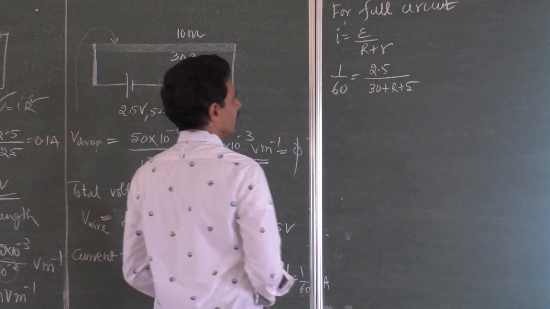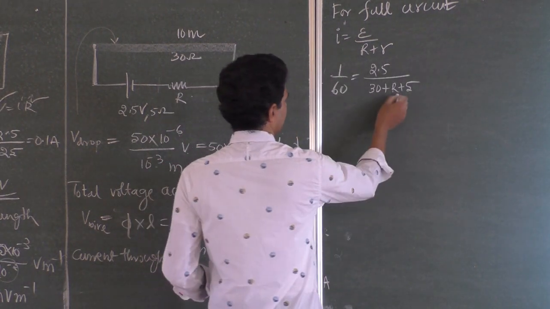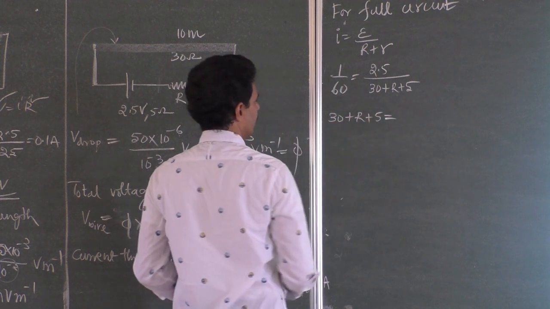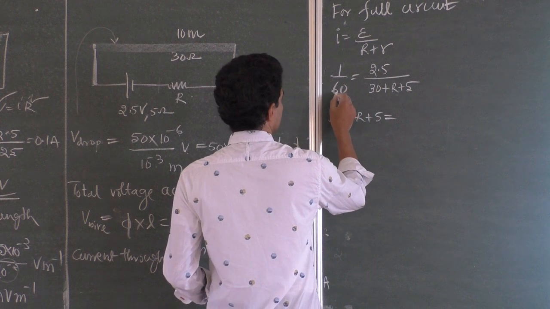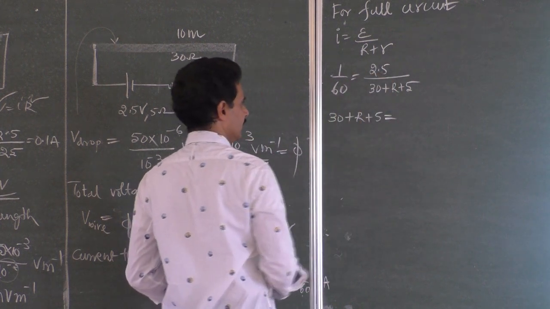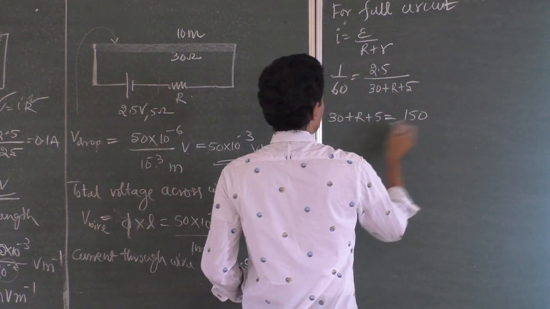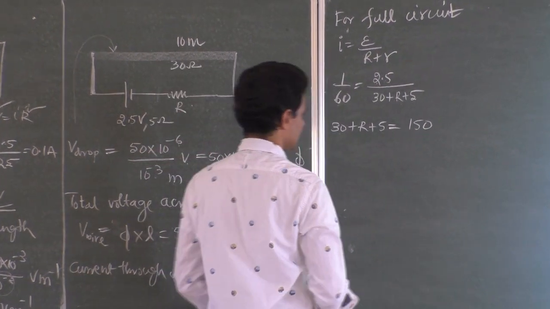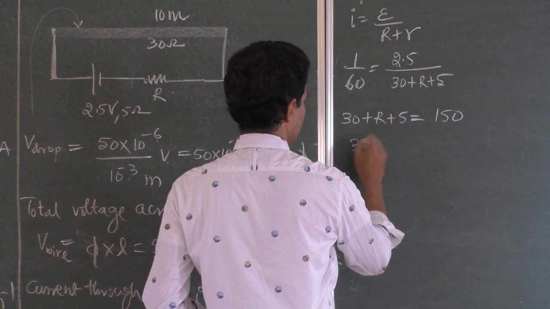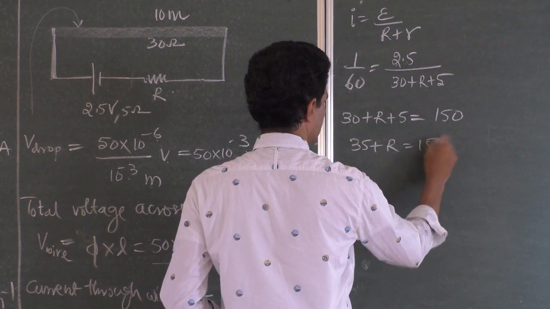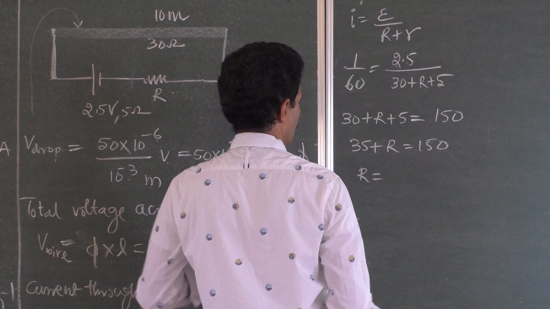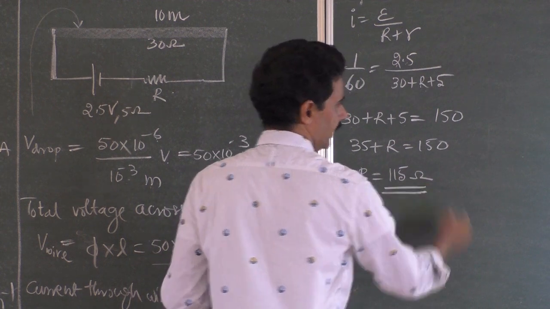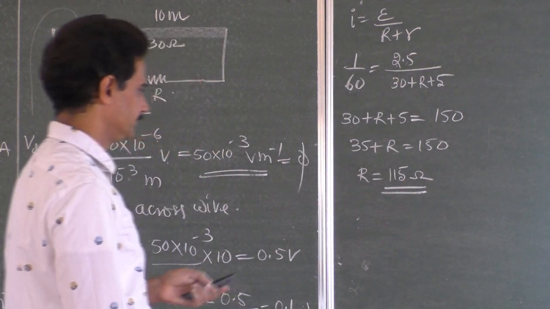You can do that. So cross multiply it. 30 plus R plus 5 is equal to, of course, this is 35. 60 times 2.5 is 150, right? Because 60 times 2, 120, then half of 60 is 30, 120 plus 30 is 150. Then 35 plus R is equal to 150, R is equal to 115 ohm. We have that option, fourth one.